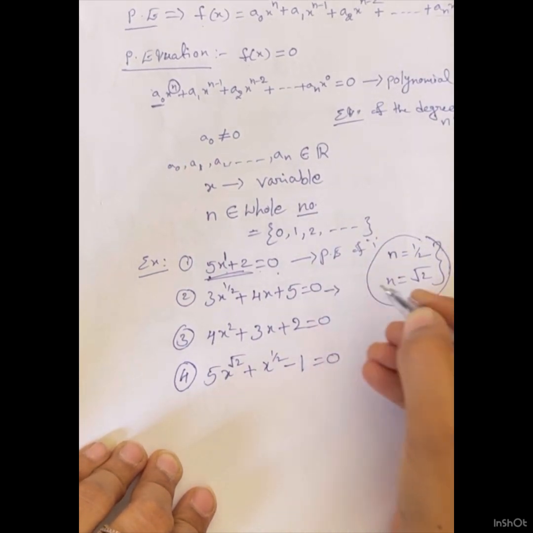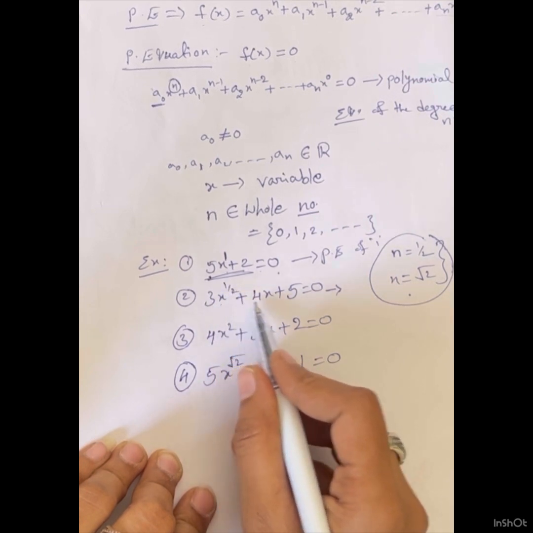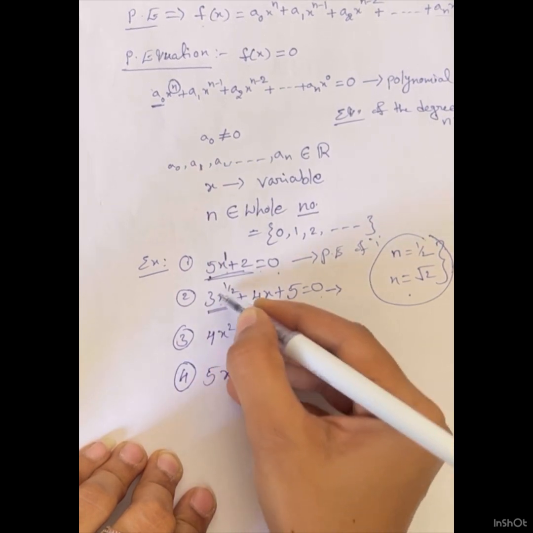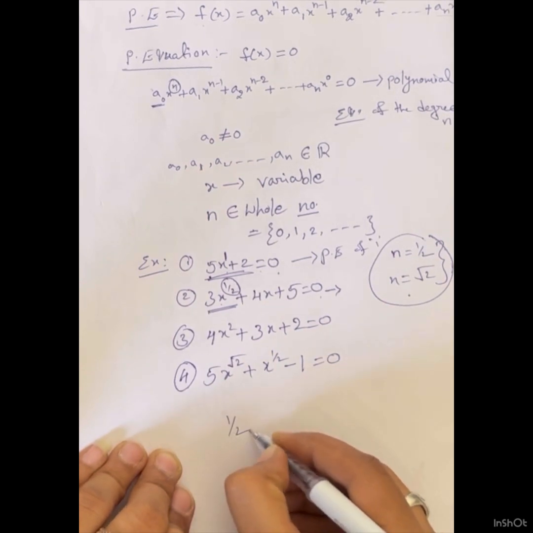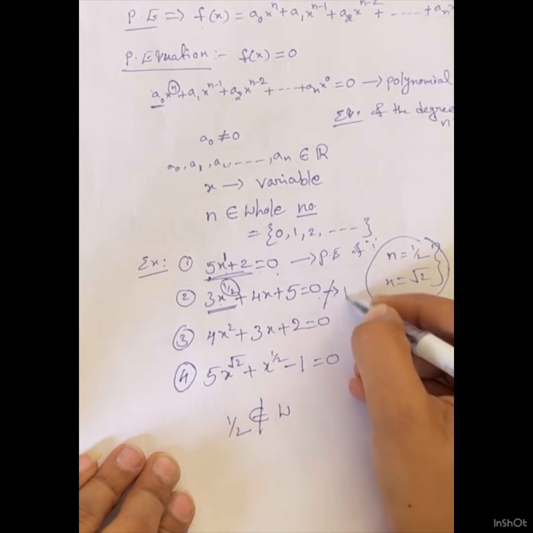Okay, coming to the next example. 3x^(1/2) + 4x + 5 = 0. Coming to the first term, here x^(1/2) is there. 1/2 does not belong to the whole number set. So it is not a polynomial equation.